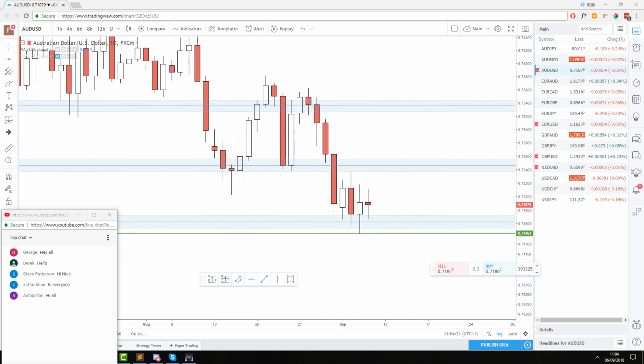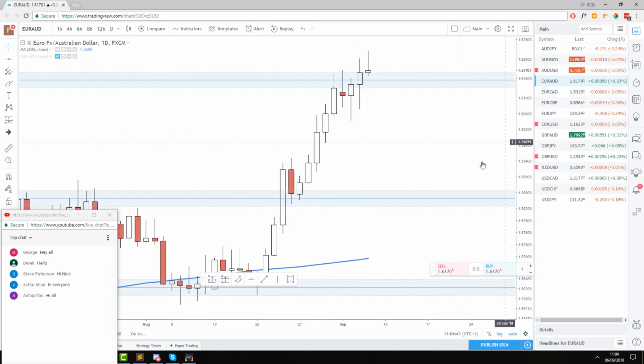I guess the worst scenario for us would be that it just moves sideways for the next few weeks, which is also possible. I mean, anything's possible. So let's just wait and see. Don't rush into any long trades right now because there's definitely not a clear setup at the moment.